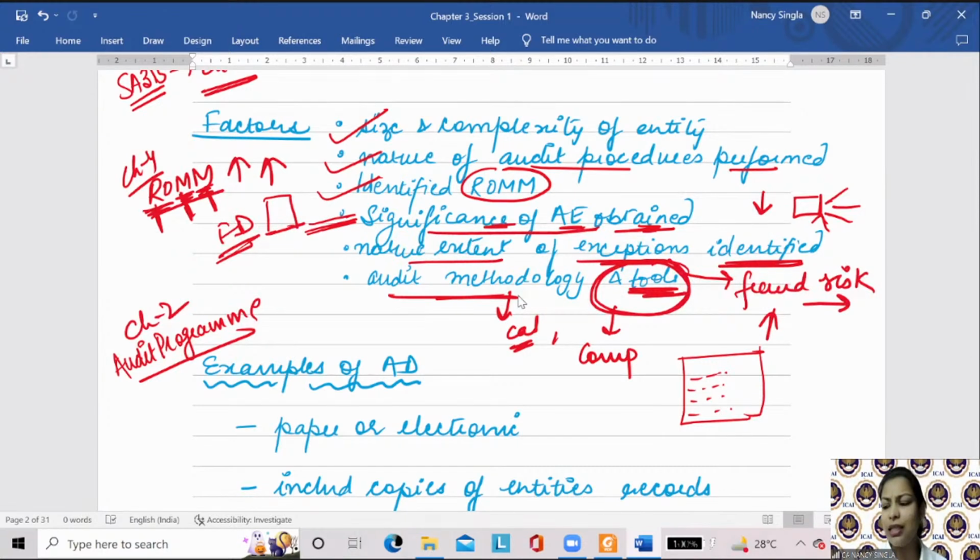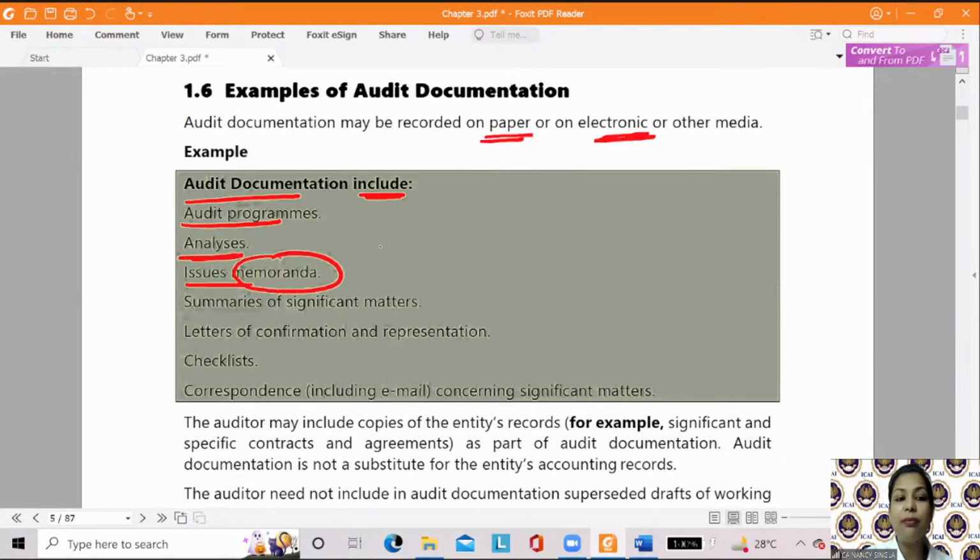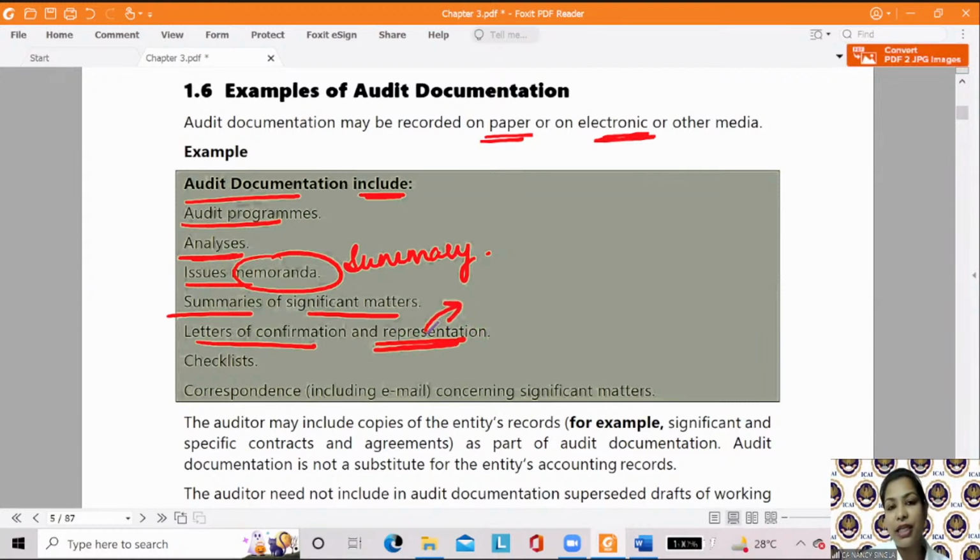Clear? Any mails, any checklist if he has prepared, कि I'll be checking or my team will be checking all these, everything will be included as a part of what? Audit documentation. So it may be recorded in paper or electronic form. Audit documentation includes audit program, any analysis, है ना, issue memorandum. What is memorandum? Summary. So any summary of the issues, summaries of significant matter, letters of confirmation and representation. So auditor obtains written representation from the management in terms of SA 580, which we will be doing in detail in this chapter. So wo bhi hoga checklist corresponding any email.